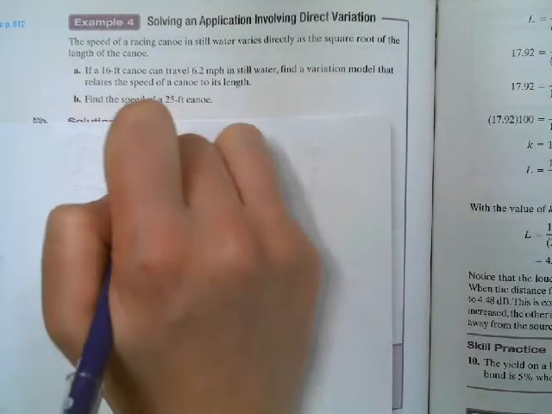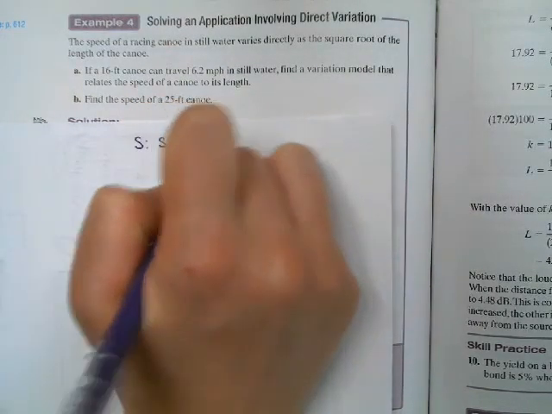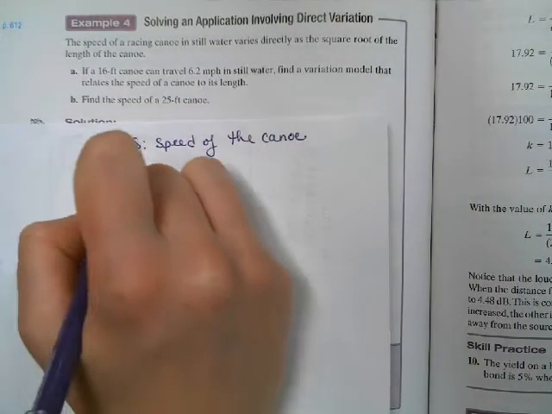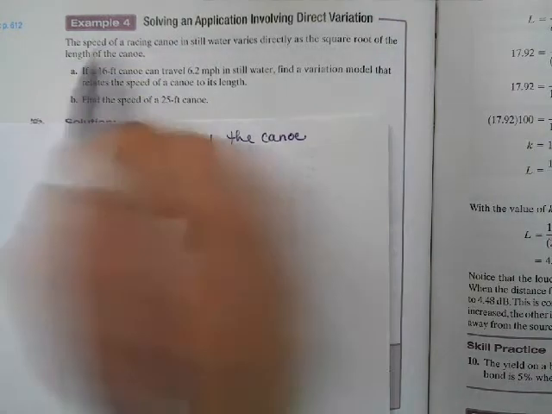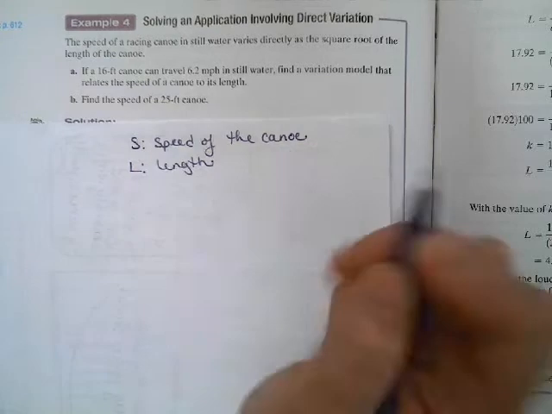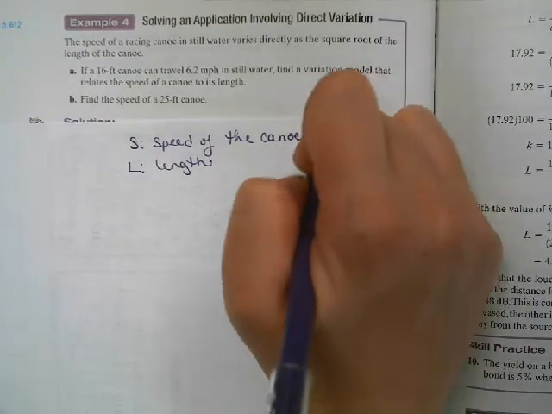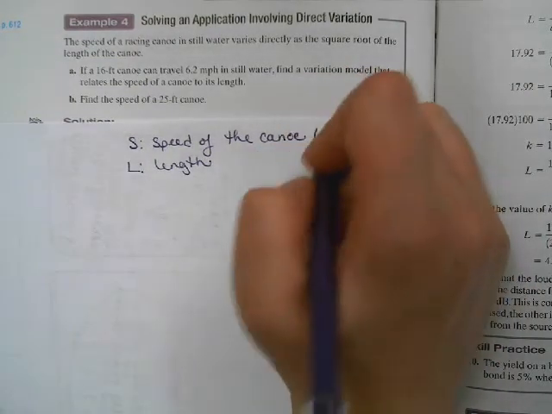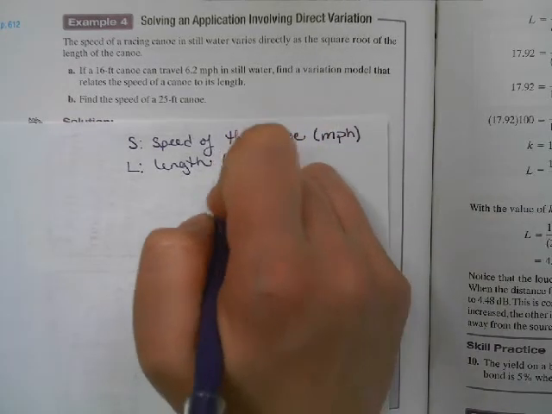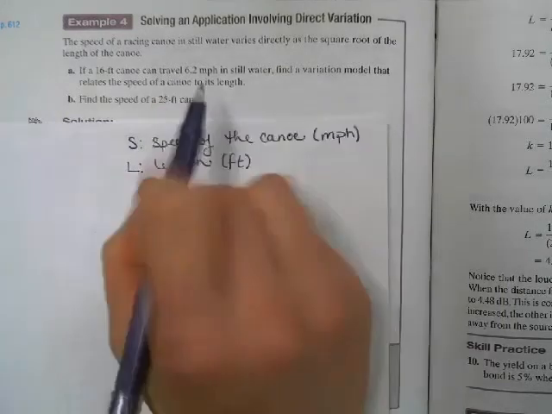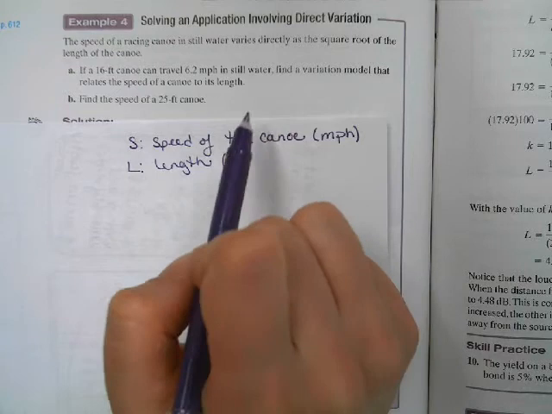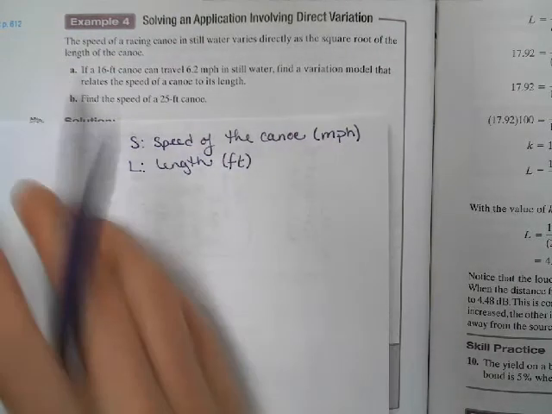So we're talking about speed here, so speed of the canoe. And we're talking about length, the length of the canoe. Sometimes it's nice to put your units in, and this will be measured in miles per hour. This one will be measured in feet, and we know that from later on in the problem with the miles per hour here and the feet here. All right, so that's step 1.